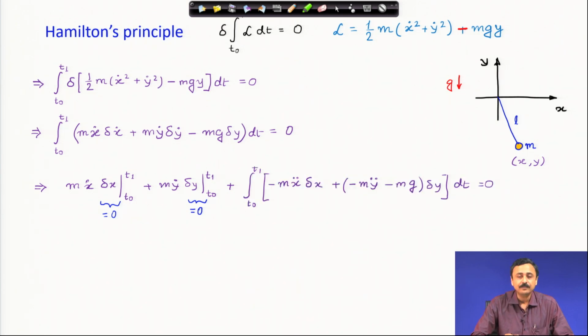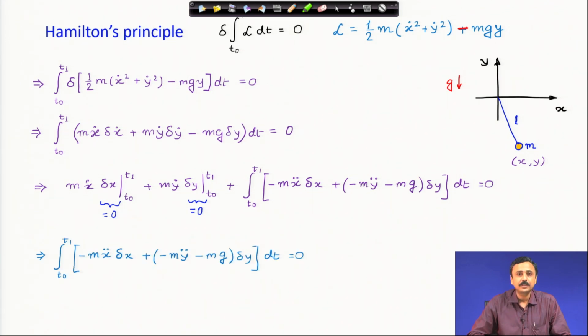And what do we have in the integral? We have negative of mx double dot delta x plus this term times delta y, and that integrated over time, that must be equal to 0. This is application of Hamilton's principle. Boundary terms vanish because the variations are 0 at the 2 time boundaries. Therefore, we are left with this variation equal to 0.